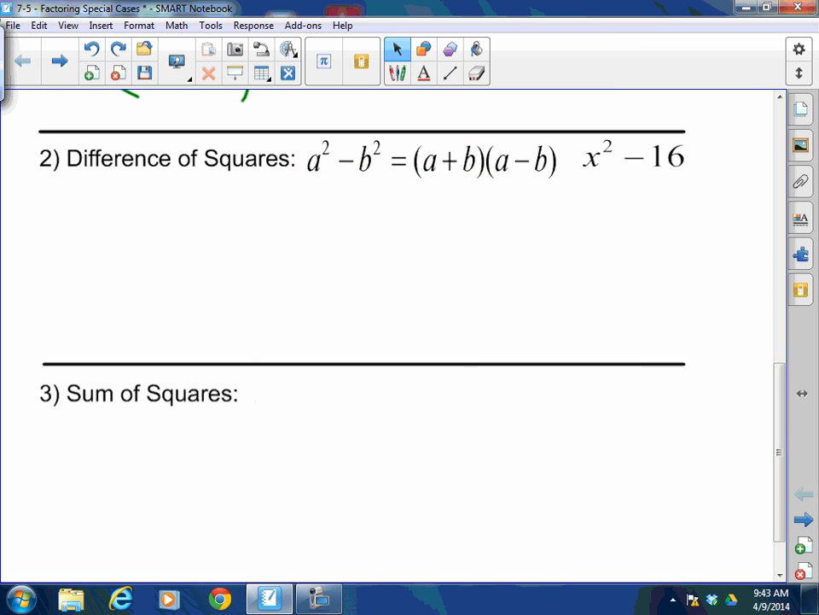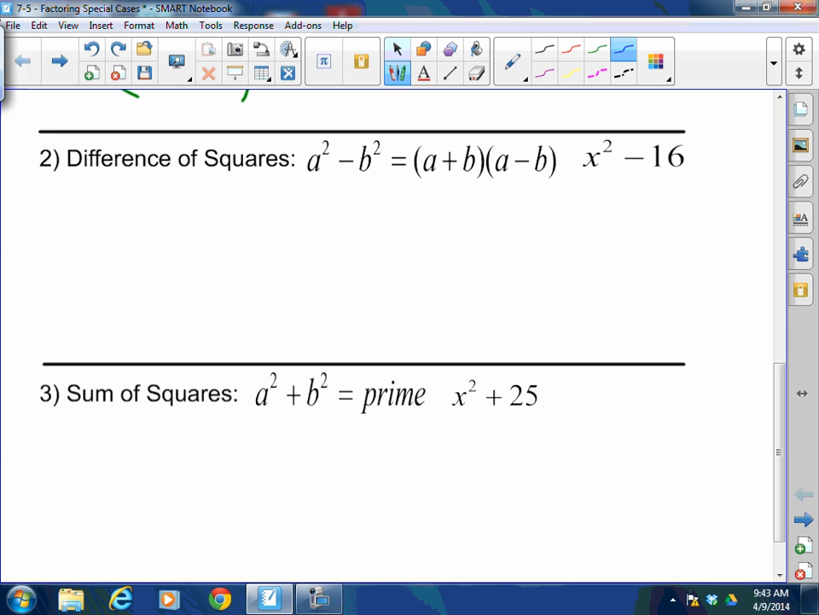Now, sum of squares. I just got to show you because it's prime. And I want you to understand that it is prime. There is no way to factor this. Please do not put, oh, that's x squared plus 5, x plus 5, x minus 5. That is wrong. It is prime. When you have the sum of two perfect squares, it is prime. It is not factorable. If I can possibly factor out a GCF, do I do that? Yes, but after that, I can't do anything else.